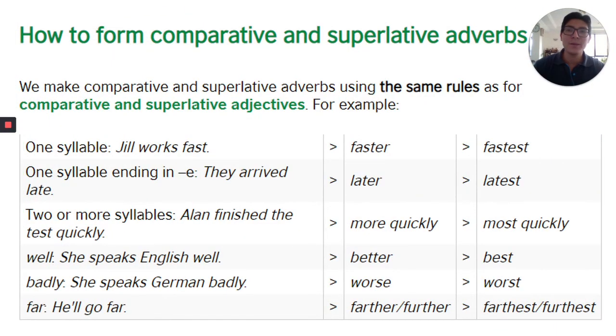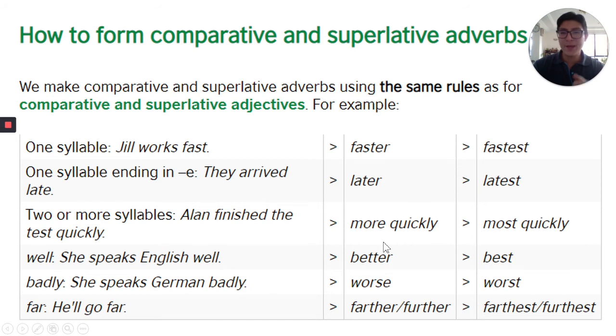Now, here we have how to form comparative and superlative adverbs. Don't confuse them with adjectives. However, we have the same way in order to make the comparatives and superlatives because they are really similar in this sense. Jill works fast, faster, fastest. We have one syllable ending in E, for example, late, later, latest. We have two syllables or more, quickly, more quickly, most quickly.